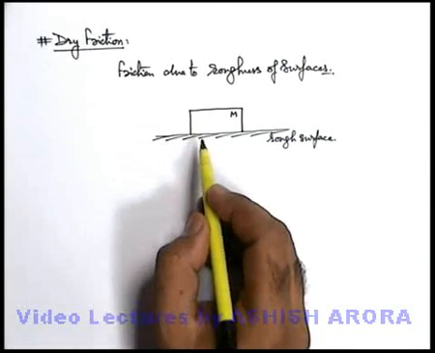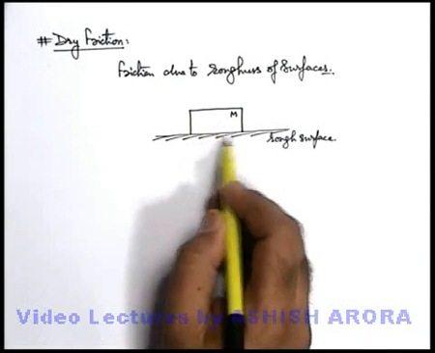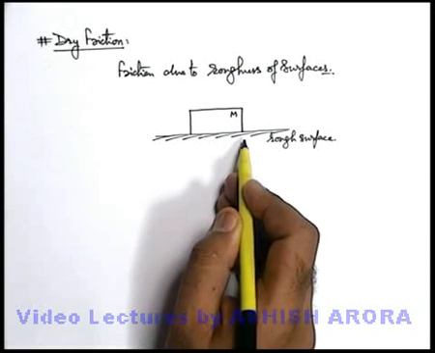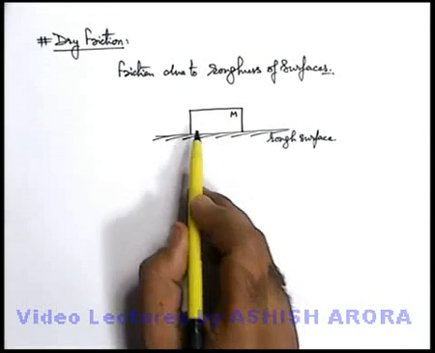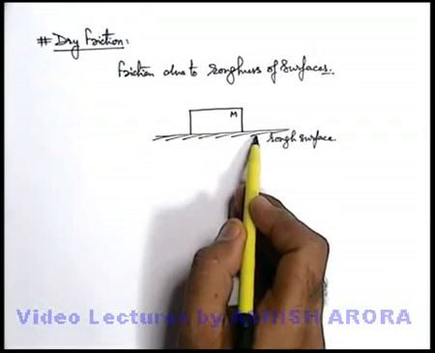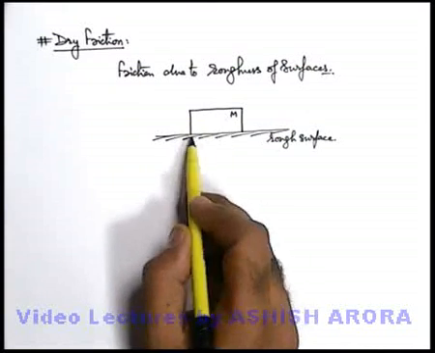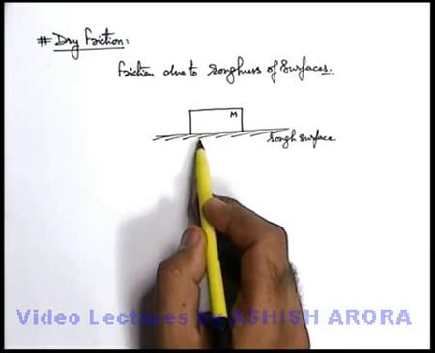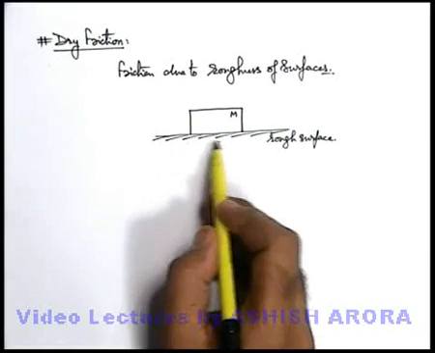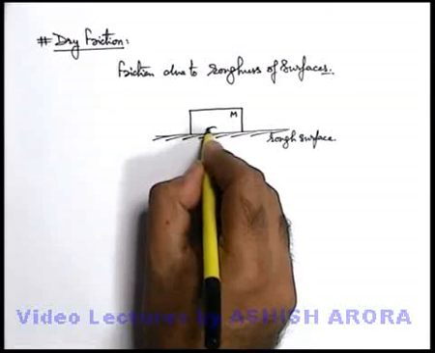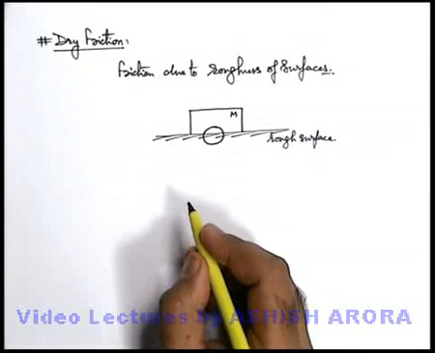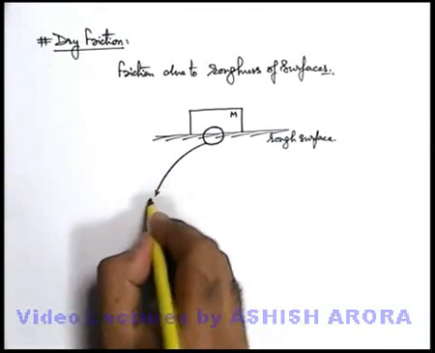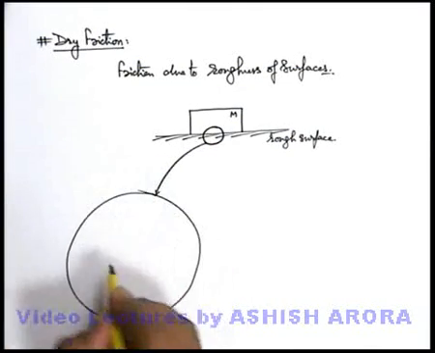Let's analyze what happens when a block is placed on a rough surface. When a block of mass m is placed on a rough surface, the irregularities of the block and the irregularities of the rough surface will come in contact at the bottom. In the normal macroscopic world, we are not able to analyze what is happening at the point of contact. If we analyze a small portion with a microscope, let's see what we get. If it is analyzed, they look like this.